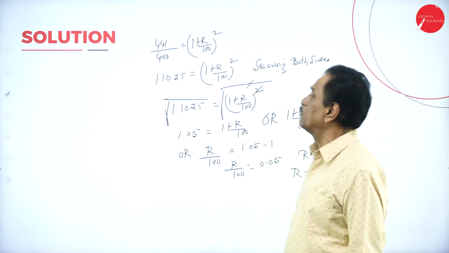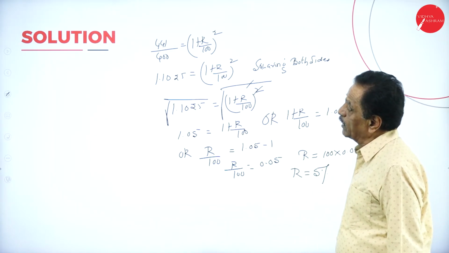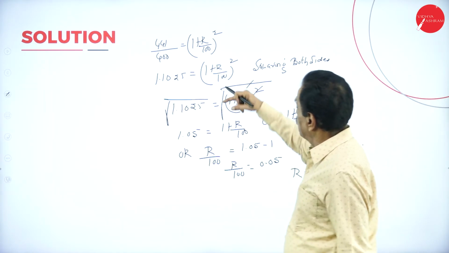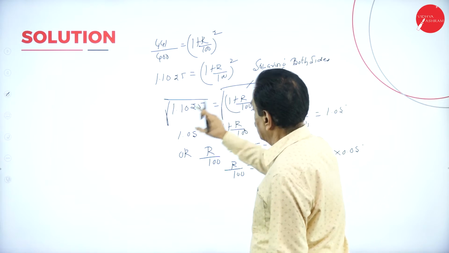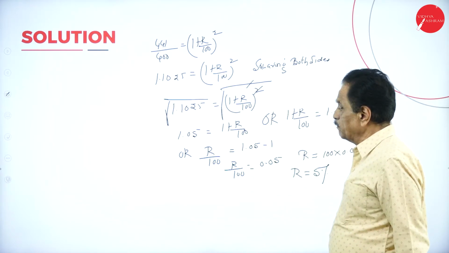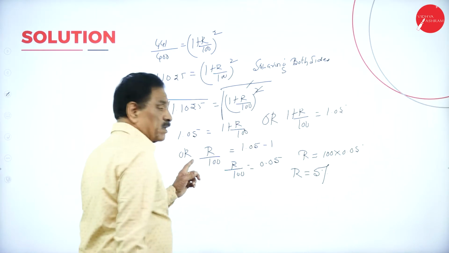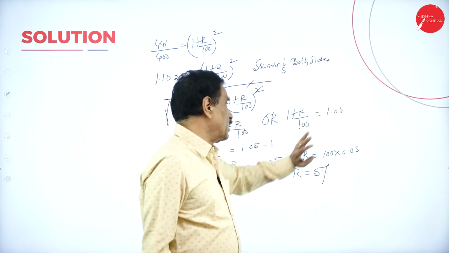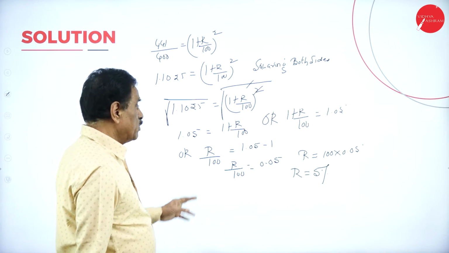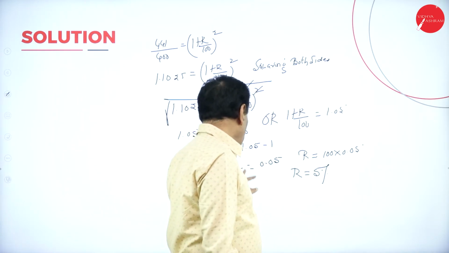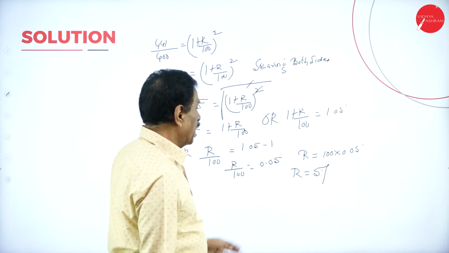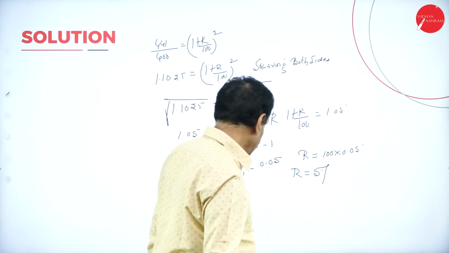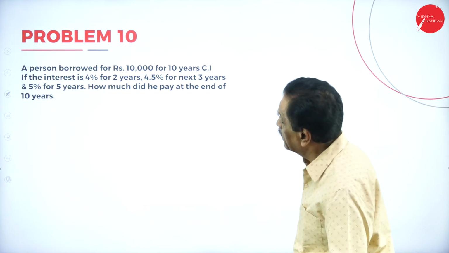Same thing you are doing: 441 divided by 400. First divide, find out the value, then take the square root, squaring both sides. Do it like this, simple. 1.05 is equal to 1 plus R over 100, R over 100 is 1.05 minus 1, which is 0.05. R is equal to 5%. Hope you understand. So this is another type.